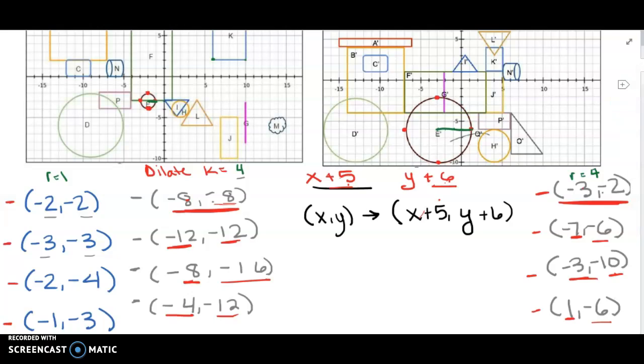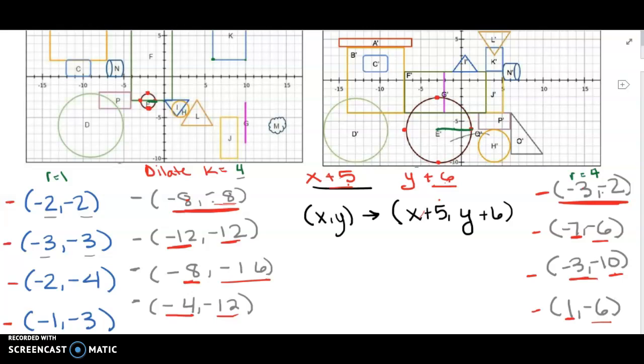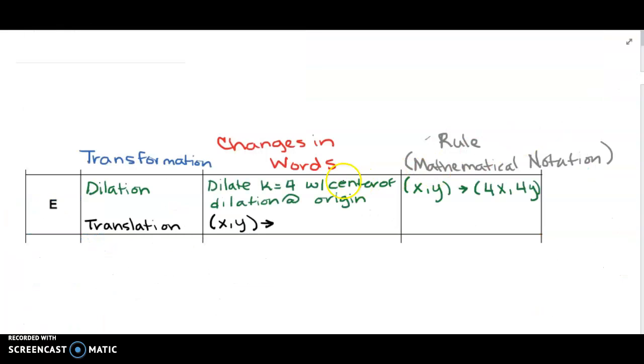So if I go back to here, I could say a dilation first and then a translation next. In my rule for translation, what did I do? I went right 5, up 6. Oh, sorry, I'm putting this in the wrong spot. Here I say I move right 5, up 6. And then here's where I put the rule where I say x comma y goes to x plus 5, y plus 6, and that is how you do E.